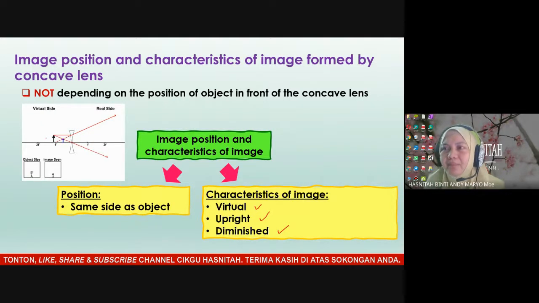So we place the object here. The image always forms on the same side as the object, so it is always virtual. It is always formed above the principal axis, so upright. And the size is always smaller than the object, so we say it is diminished. So for the concave lens, it doesn't matter where we place the object. The characteristic of the image is always virtual, upright, and diminished.